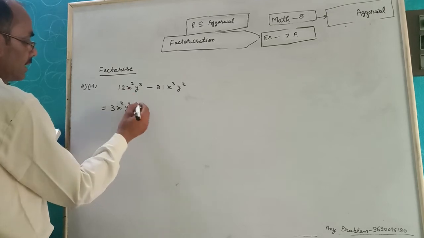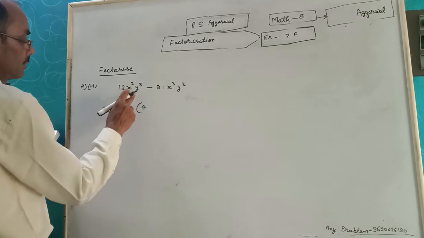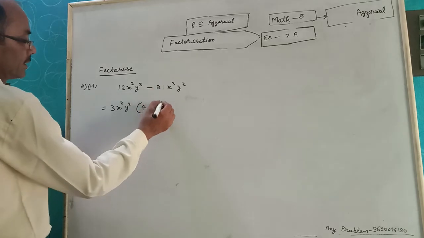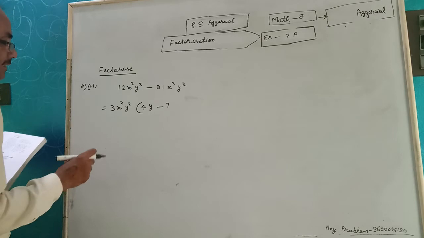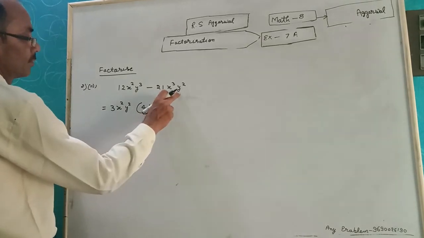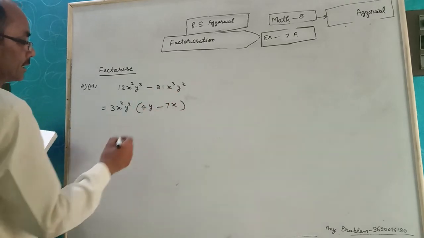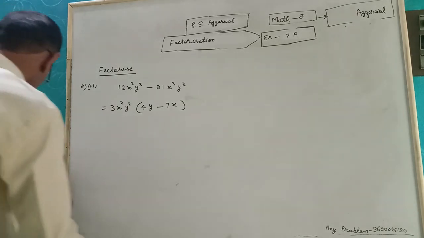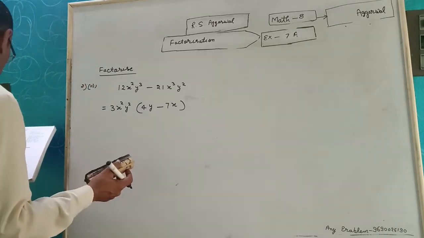After that, 3 divided by 12 is 4. x power 2 remains, y; minus 3 divided by 21 is 7. x cube and x square and y square will be common. x square and x cube, x remains after the common. Question number 2 is complete.